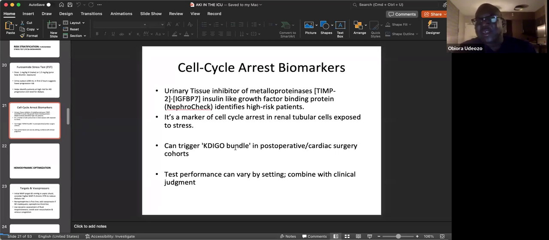Having said that, these biomarkers have only been used in larger university settings and for research purposes. They are not used routinely at the bedside. Everybody is still depending on your serum creatinine and your urine output, unfortunately.